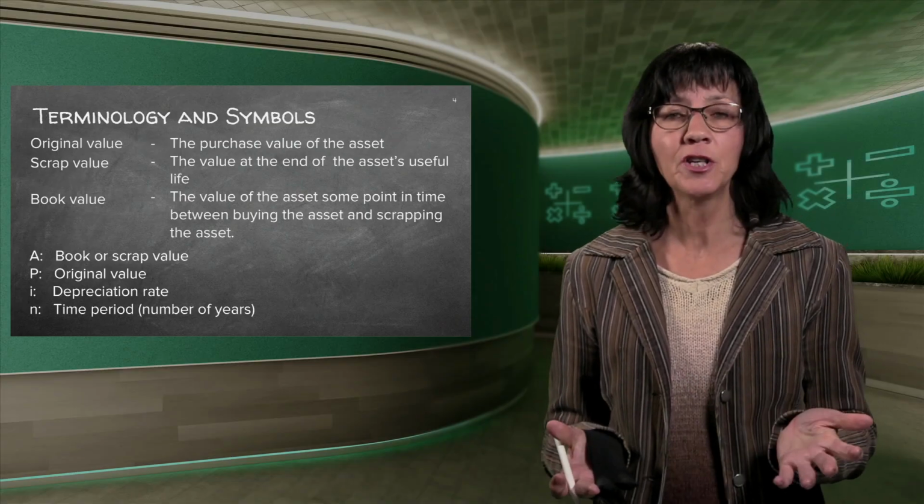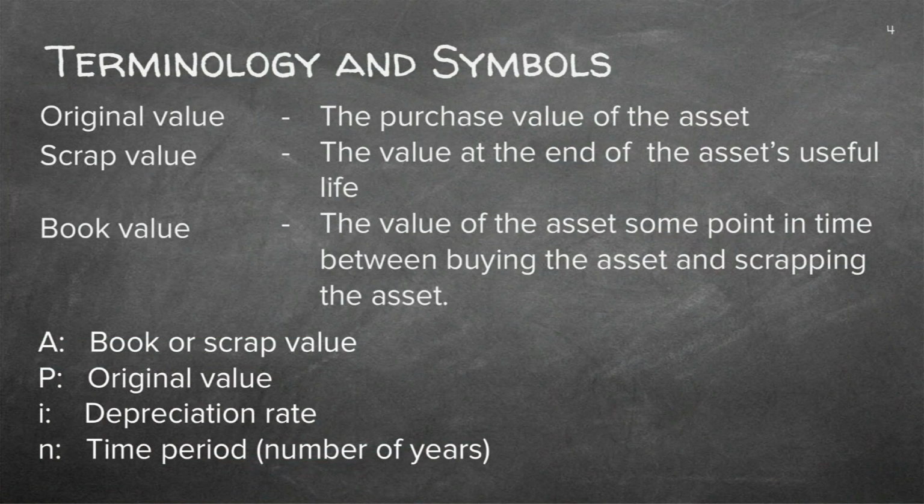Now, the terminology, as always, you need to know your terminology. Many times that is the reason why many people struggle with maths. They do not understand the terminology. So let's just see. The original value is the purchase value, the beginning. So I'm going to write here, it's the beginning value. In other words, the original value, it's the beginning value, in other words, the P, here at the bottom.